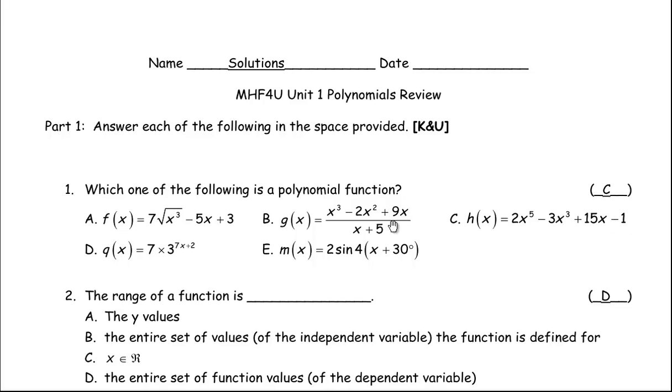This is a rational function in B, this is a trig function in E. This is not polynomial because of the root of x cubed. That would actually, if you simplified it, give you x to the power of a decimal or a fraction. For D, that's an exponential function because it's 3 to the power of x, or some function of x.